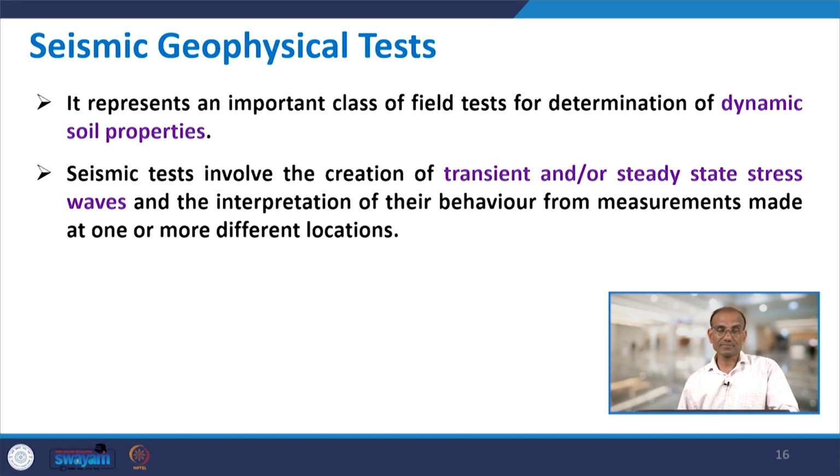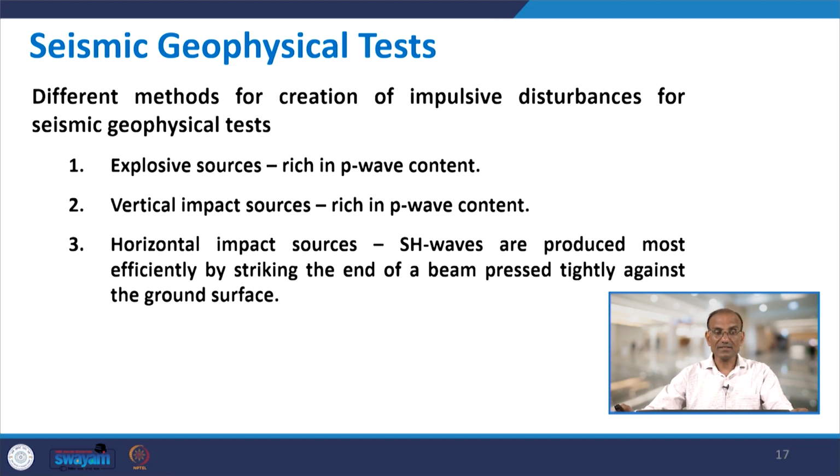The seismic geophysical test represents an important class of field tests for determination of dynamic soil properties, and this involves creation of what we call transient or steady state stress waves. Here are some of the sources which may create different types of waves. Different methods for creation of impulsive disturbance for seismic geophysical tests are discussed here.